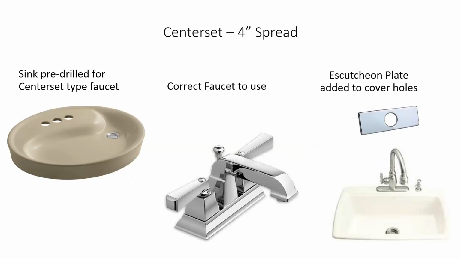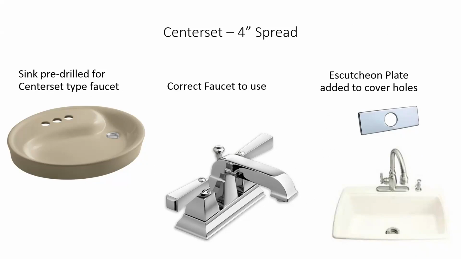Now, a center set faucet is going to be something that is a 4-inch spread and is usually installed on these pre-drilled, more budget-friendly type of options for sinks. You'll see there the one on the left has those pre-drilled holes. The holes are at a 4-inch spread, which means from the hot and the cold, there's 4 inches in between those, and the faucet to use would be one that is like in the middle.